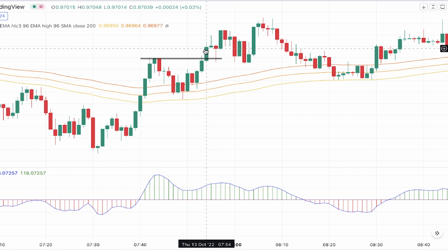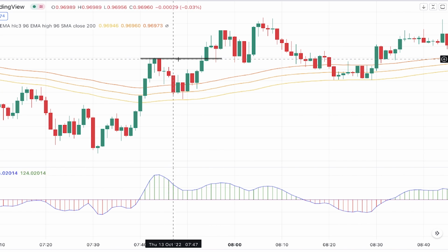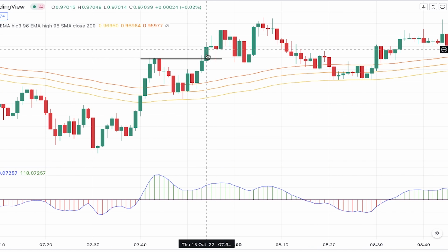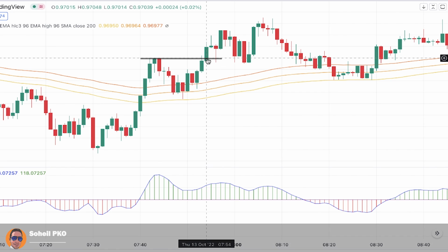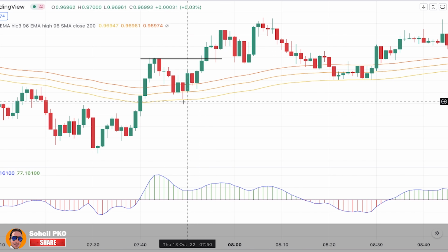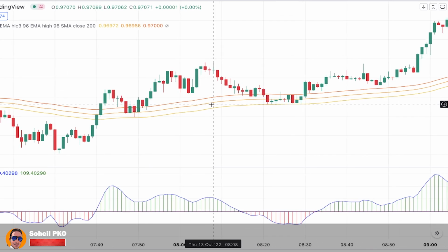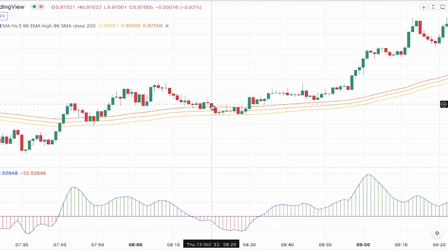So we enter only when this resistance level is broken, which happened here by the help of this candle. So we can enter a long position here at this point as the new candle is opened. The stop loss for this trade is placed below the pullback, actually below our moving average zone. And for the profit target, we can act in three different ways.